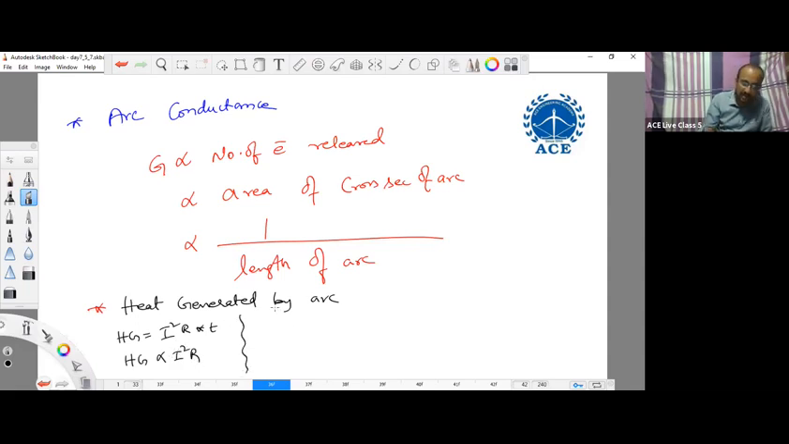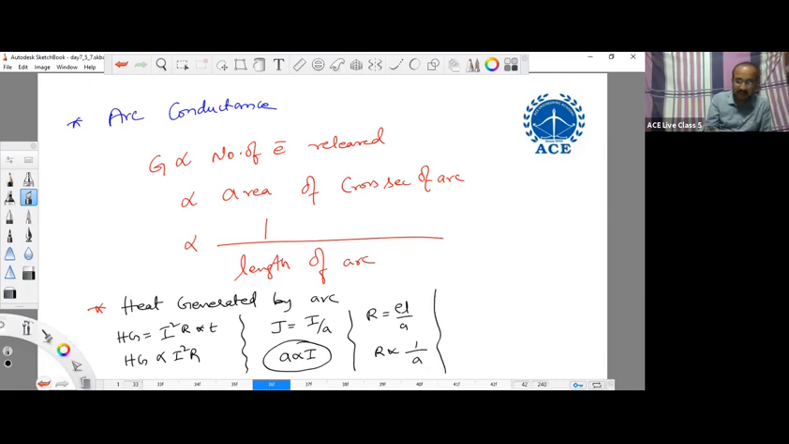If you observe, current density is current per unit area. So from this, the area of cross section is directly proportional to current. So what about the resistance? Rho L by A. So resistance is inversely proportional to the area of cross section. Now substitute in heat generation. Heat generation is directly proportional to I square R, directly proportional to A square into 1 by A. So heat generated by the arc is directly proportional to the area of cross section of the arc.